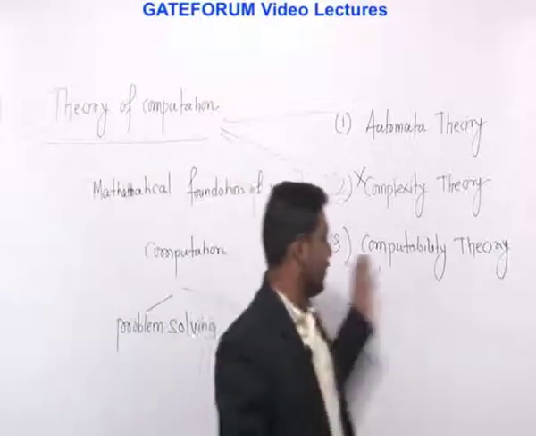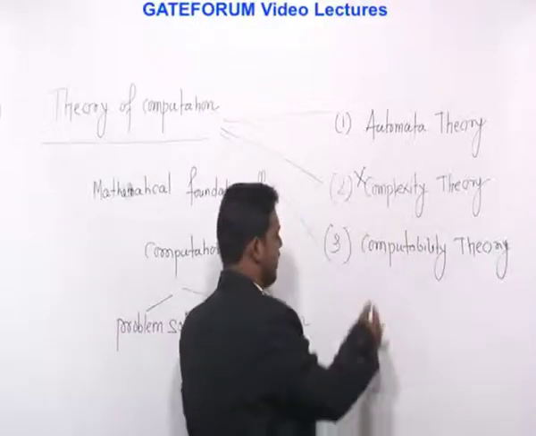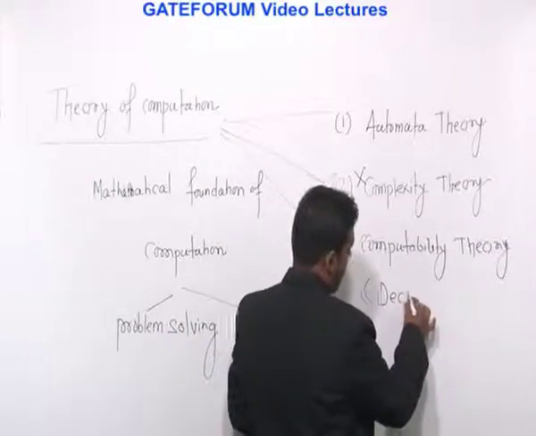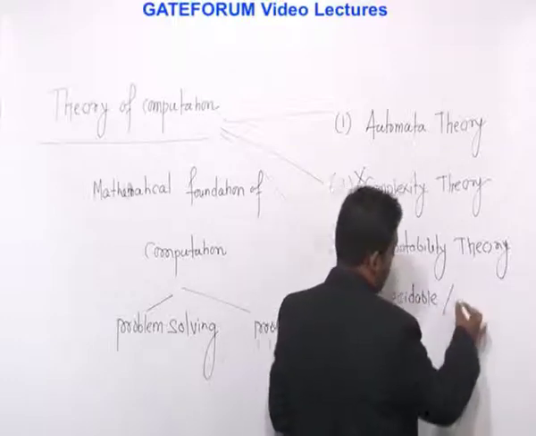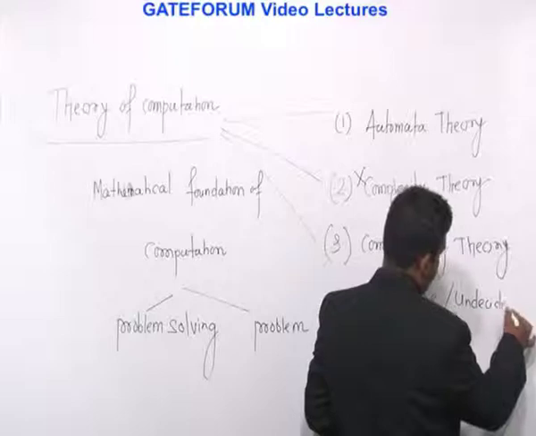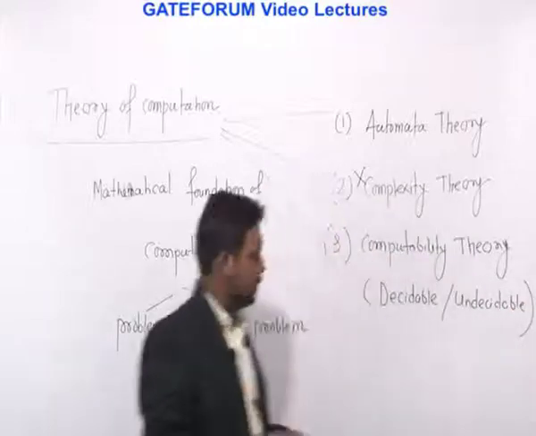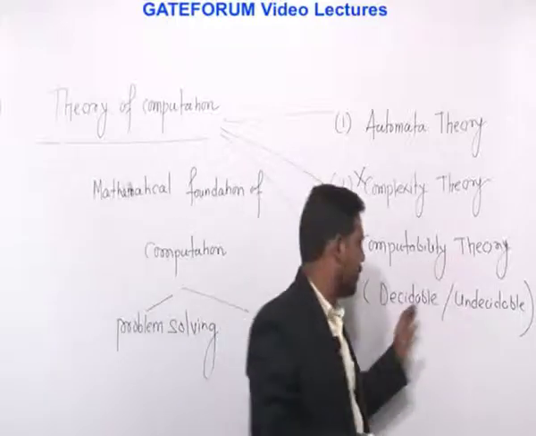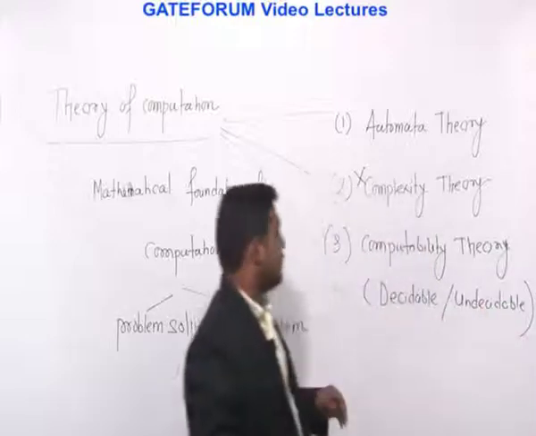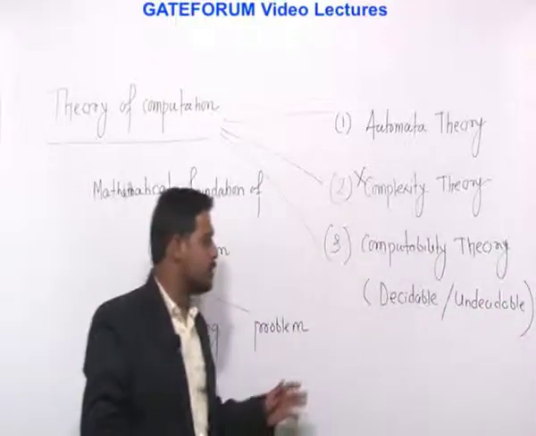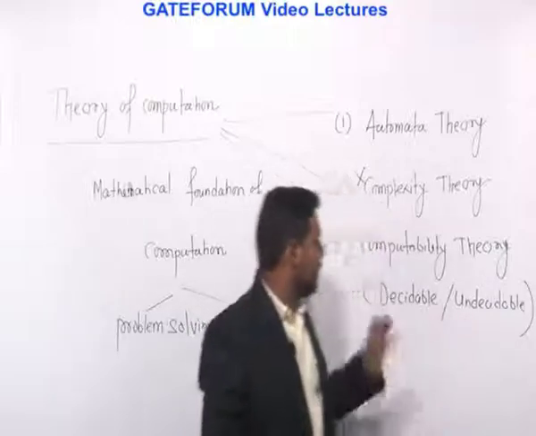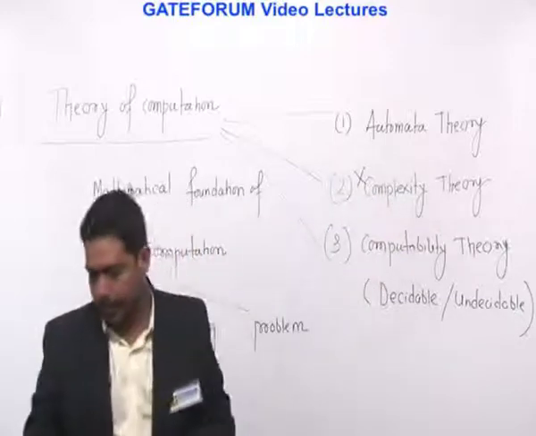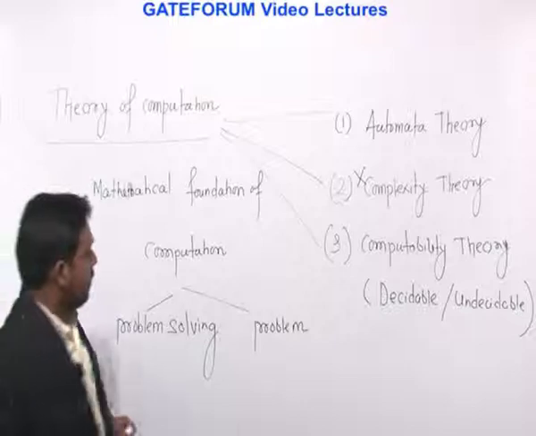So what basically is computability theory? I am introducing a new term, and later we'll come to its definition: decidable or undecidable. Computability theory is about decidable and undecidable problems. Later we'll discuss what is decidable and what is undecidable, but this is the brief introduction. The complexity part we don't have in our course, and computability theory we do.